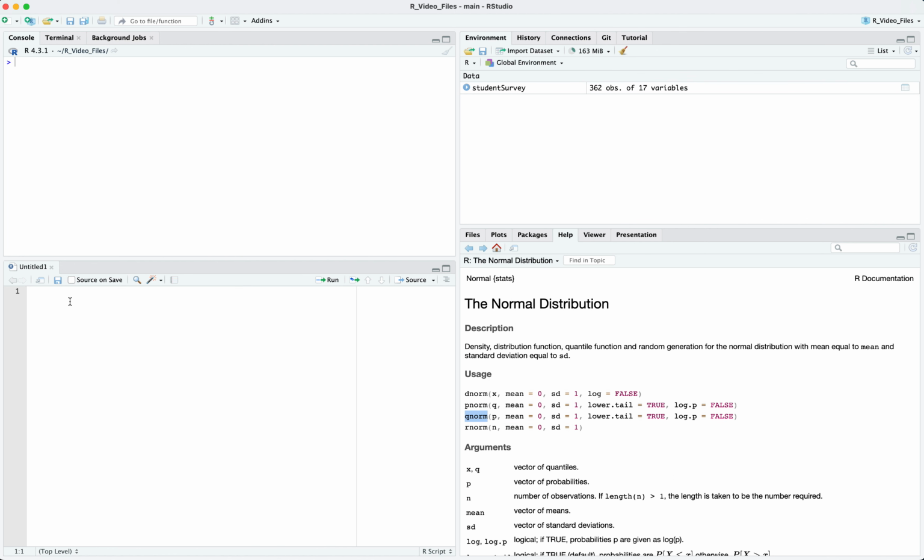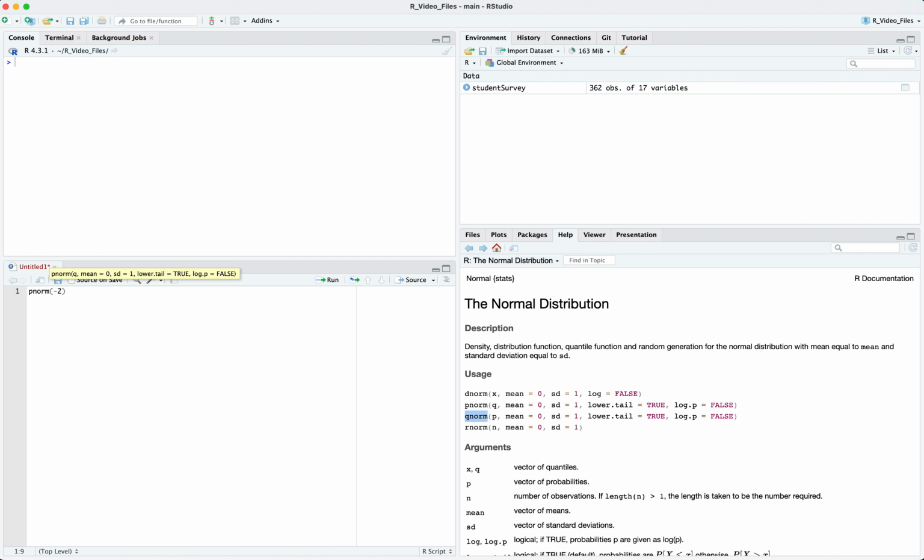You can think pnorm is going to find us probabilities from a normal distribution. So P for probabilities. Now, to use pnorm, we need to pass in the value that we're interested in, as well as a mean and standard deviation. So let's use something that we are familiar with. We know by our 68, 95, 99.7 rule that approximately 95% of the data is within 2 standard deviations of the mean in a normal distribution.